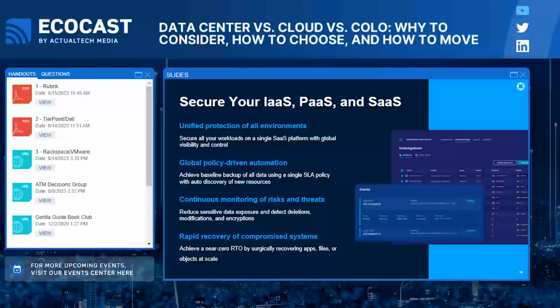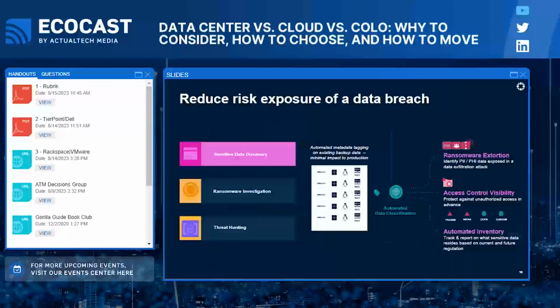I mean, having and leveraging backup services that are native to the cloud is all fine and good. But having a process to recover that data upon impact, assuming that everything is compromised, assuming that everything has been breached, how do I go and surgically recover apps or files or objects at scale and do that with a near zero RTO is really what we're setting out to solve there.